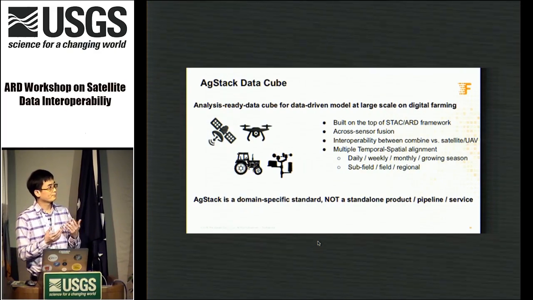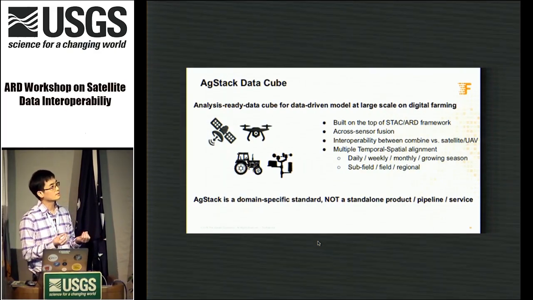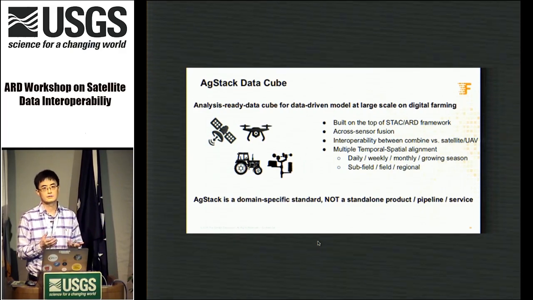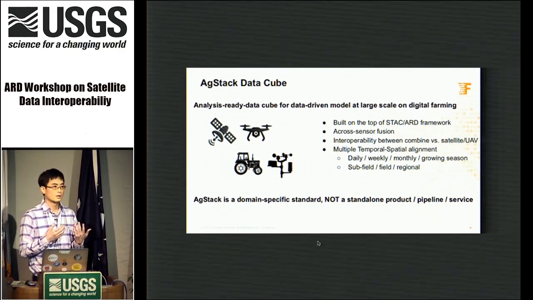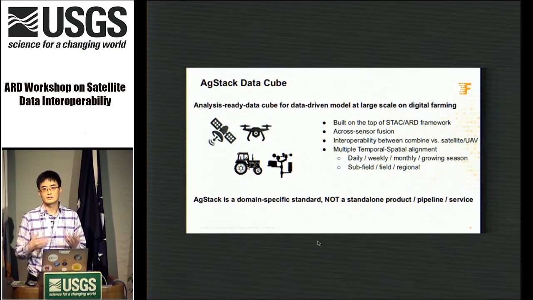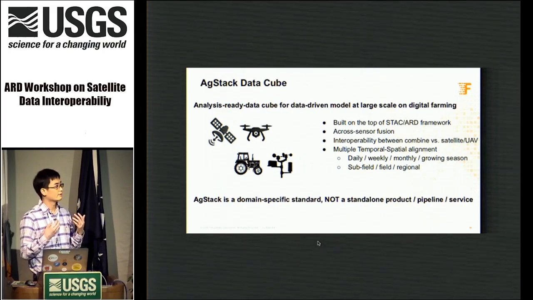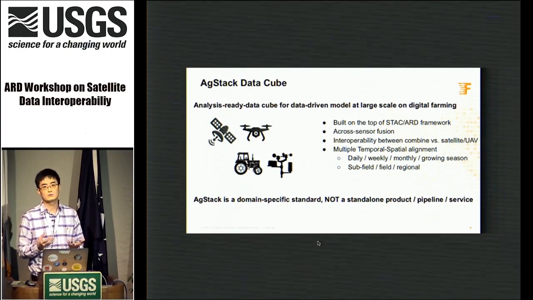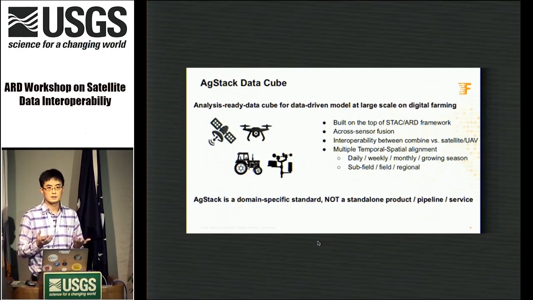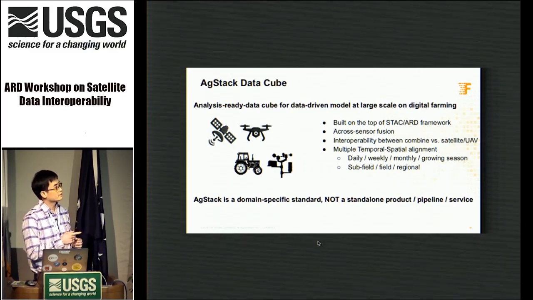For temporal scales, we should have daily, weekly, monthly, and growing season. If you want to do phenology monitoring or yield estimation, you have different temporal scales. And for spatial scale, we have subfield, field, and regional scale.